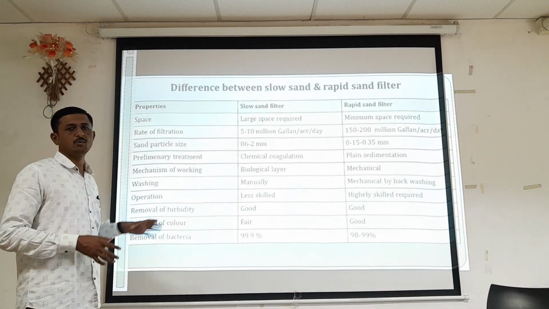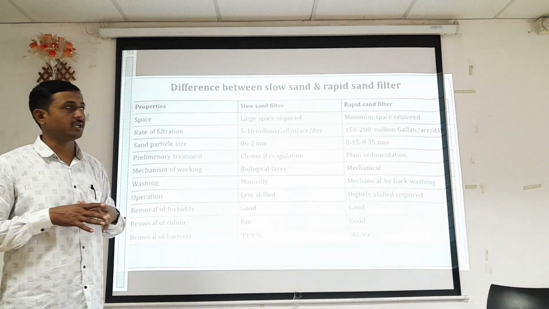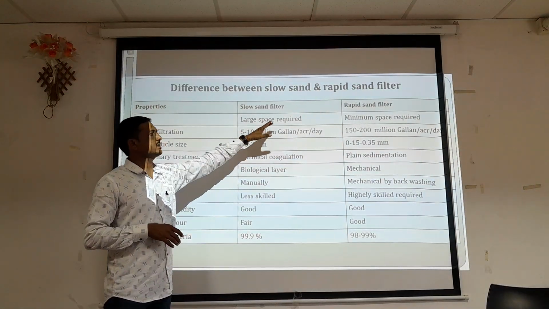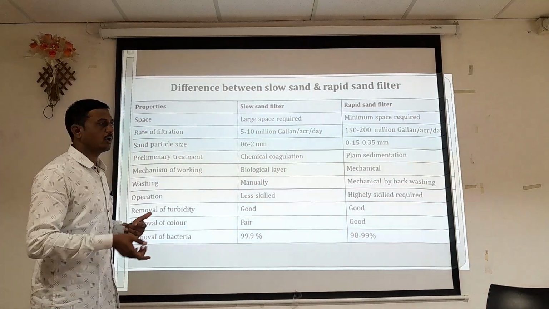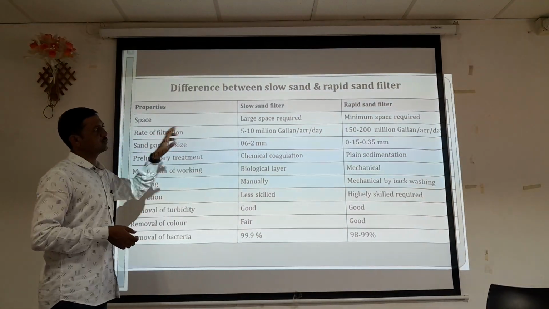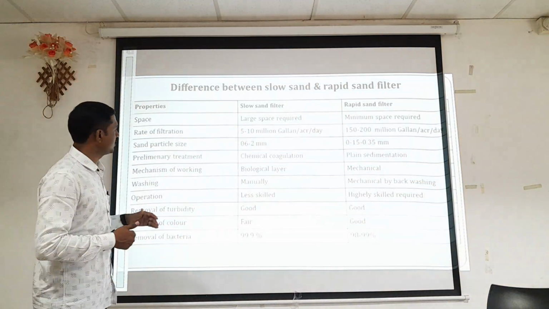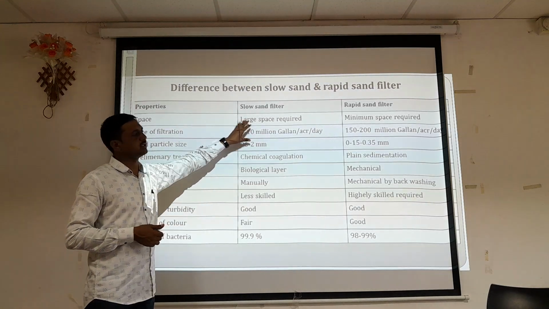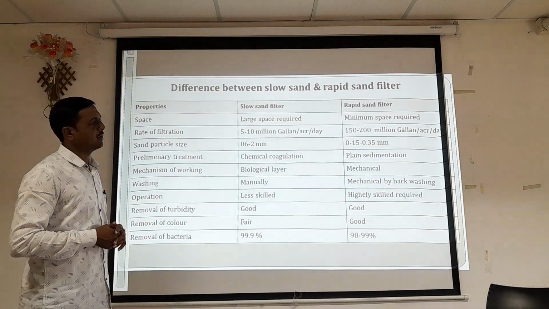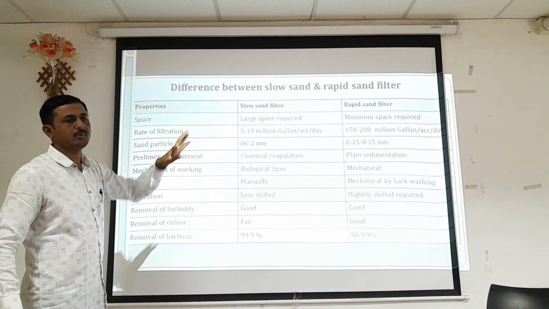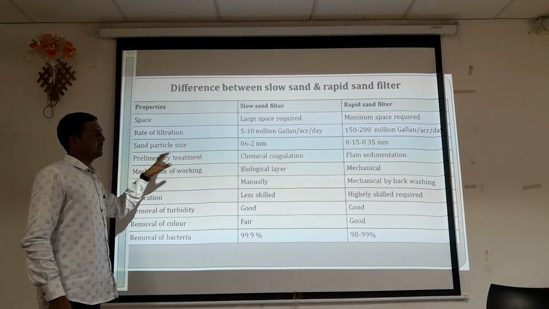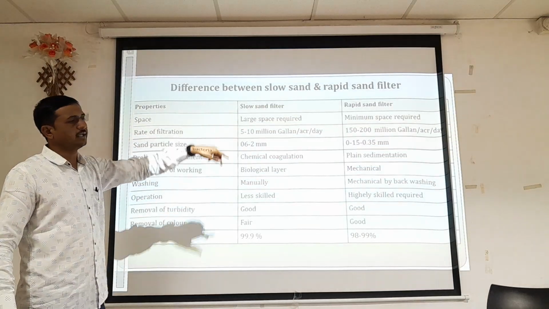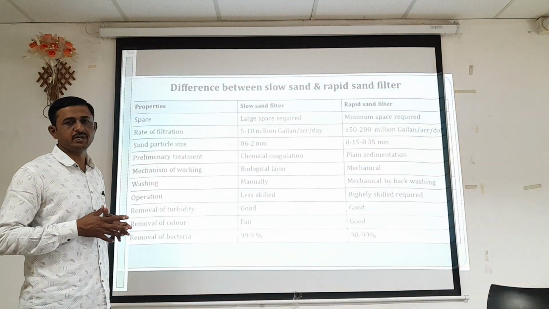In this table we will discuss the differences between slow and rapid sand filters. First, space: the slow sand filter requires large space, while the rapid sand filter requires minimum space. The rate of filtration is higher in the rapid sand filter as compared to the slow sand filter. Sand particle size is about 0.2 to 0.3 mm in the slow sand filter, and 0.15 to 0.35 mm in the rapid sand filter. For preliminary treatment, plain sedimentation is carried out for the slow sand filter, and chemical coagulation for the rapid sand filter.